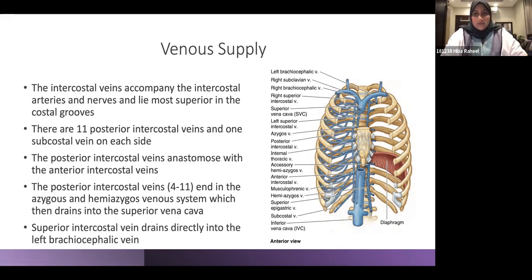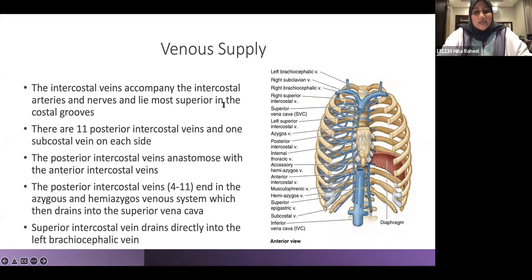Just memorize the name, but this is the fact, and it makes sense. The superior vena cava does not form till T4. It does not form till T4. So that's why there's no space for all these veins to drain anywhere else. By default, they drain into the superior vena cava. But the superior intercostal veins, because there is no superior vena cava at this level, they drain into the left brachiocephalic vein. Okay, so before we get to the checkpoint, let me read the questions.